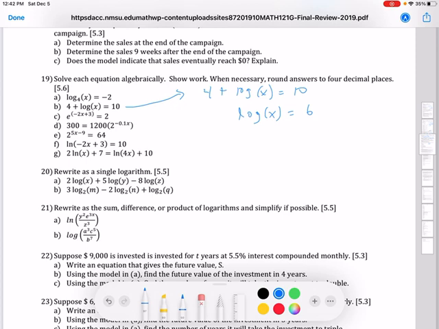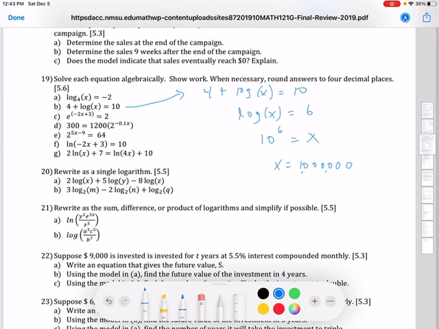We want to change it now to an exponential. How do we do that? Well, the base. The base is 10. 10 to the power of 6 equals x. 6 zeros. And that's your answer. All right, 1 million.